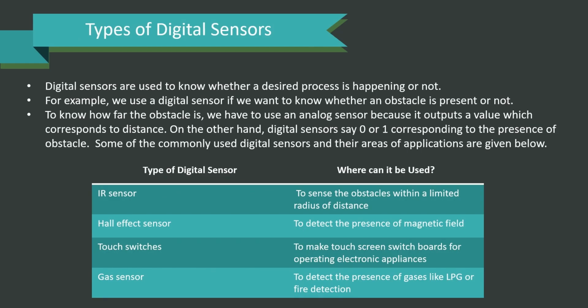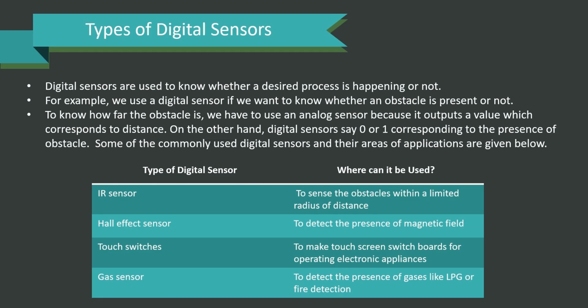Types of digital sensors. Digital sensors are used to know whether a desired process is happening or not. For example, we use a digital sensor if you want to know whether an obstacle is present or not. It will say yes or no. It is all binary in terms of results.